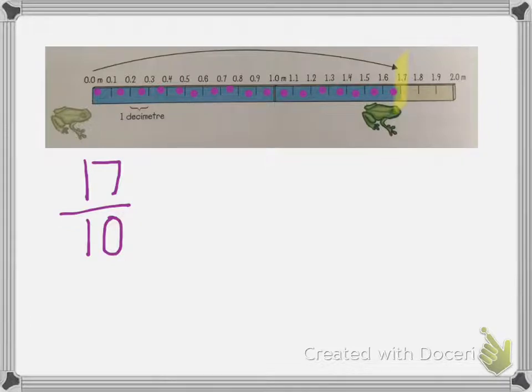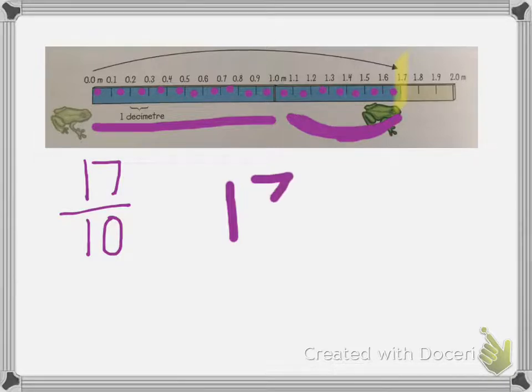When we write it as a mixed number, first we look at the whole number. So if I go from here to here, that's 1 whole meter. So that's where I get the 1 from. And then the leftover parts, we have 7 more tenths, or 7 more decimeters. So it would be 1 and 7 tenths.